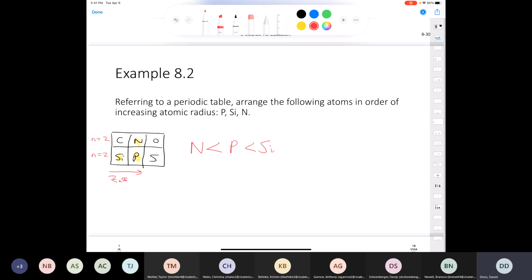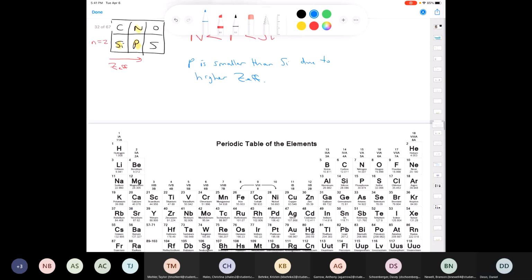Okay? Again, if you want me to write this down, I'll phrase it like this: phosphorus is smaller than silicon due to higher effective nuclear charge, like that. All right.